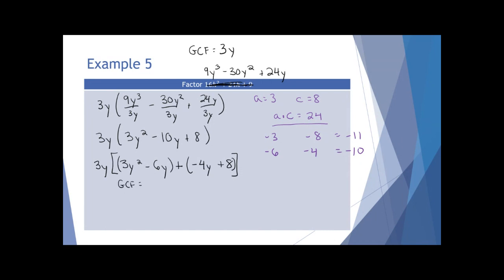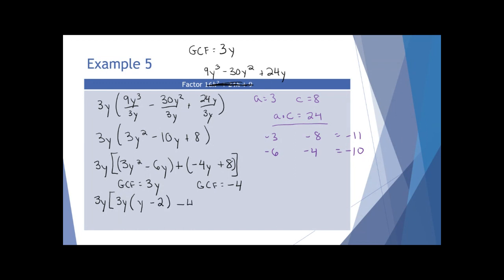So in the first pairing, I can factor out a 3y. In the second pairing, I can factor out a -4. I'm taking a negative because my first term there is negative. So I have 3y, bracket 3y. Now, because I'm running out of room here, I'm going to just do the division in my head. That leaves me with a y minus 2.